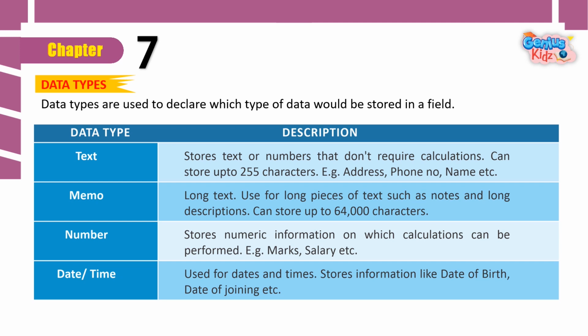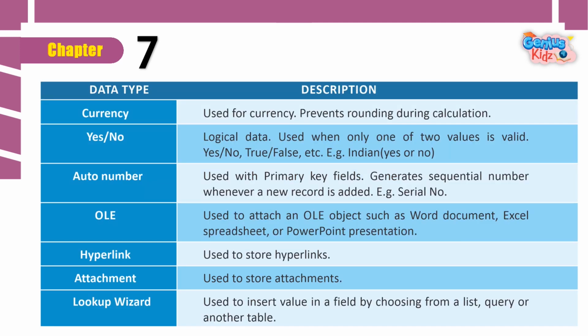Date, time. Used for dates and times. Stores information like date of birth, date of joining, etc. Currency. Used for currency. Prevents rounding during calculation. Yes, no. Logical data. Used when only one of two values is valid. Yes, no, true, false, etc. For example, Indian, yes or no.